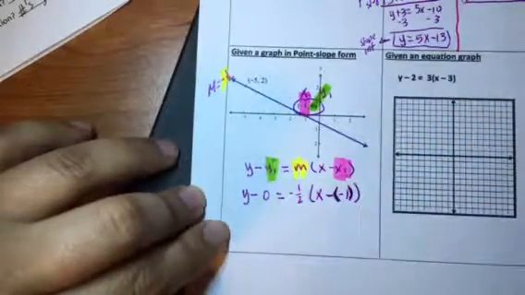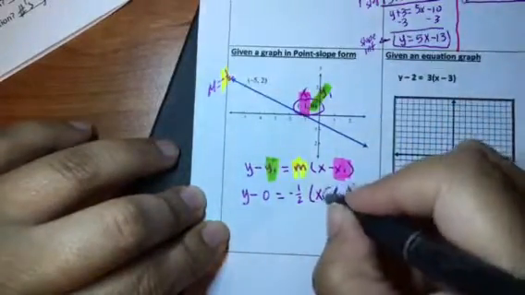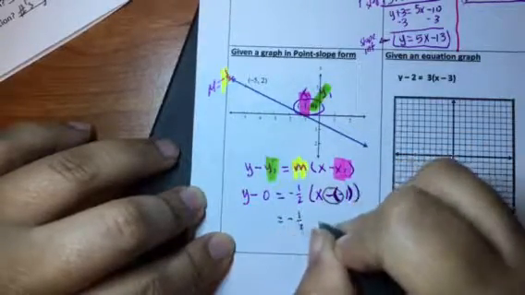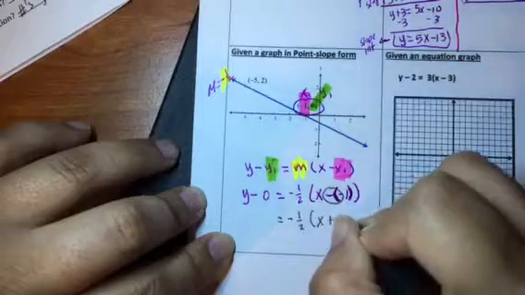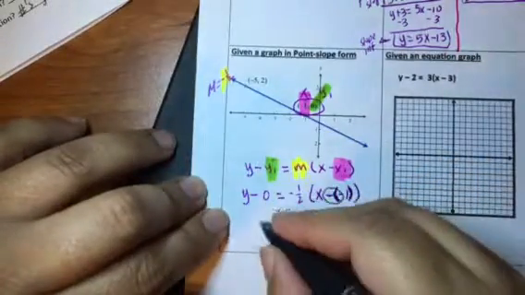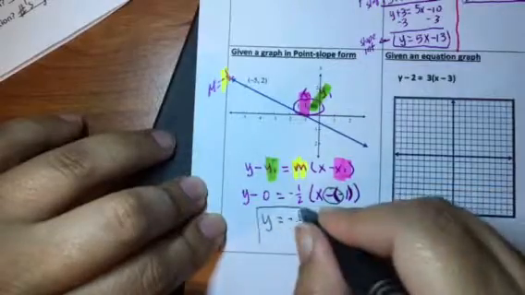Okay, so minus a negative, that just means plus 1. Okay, anything minus or plus 0 is just that number. So there's your equation.